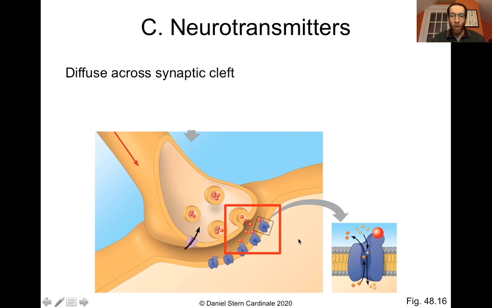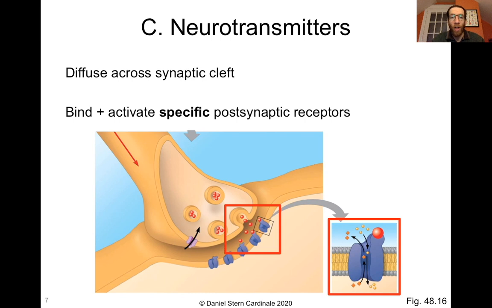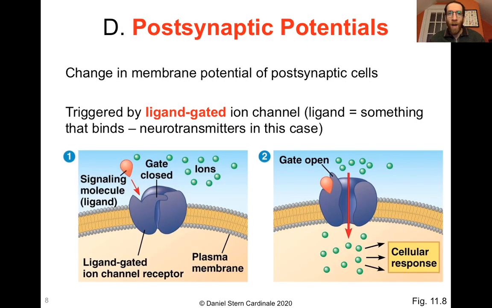So we have released our neurotransmitters. As I said, those neurotransmitters are going to diffuse across that synaptic cleft, across that little gap. And once they get across, they're going to bind to and activate very specific postsynaptic receptors. And I want to emphasize how specific these receptors are. There are many different neurotransmitters. You don't have to know any of them, but there are lots of different neurotransmitters, and they all have their own specific receptors.